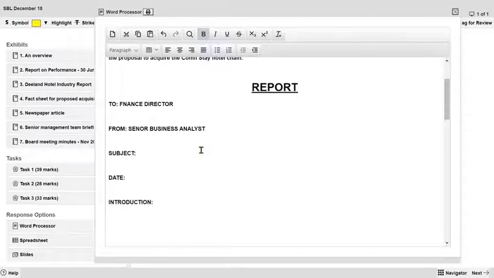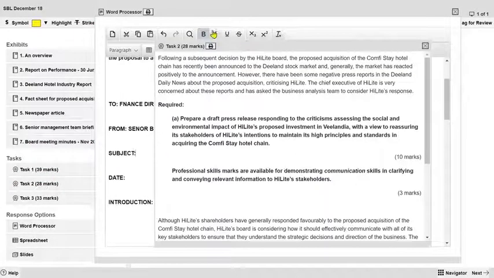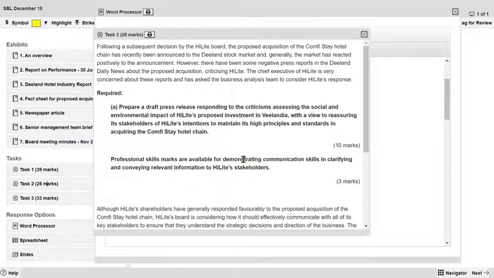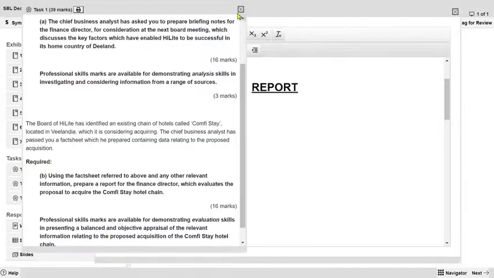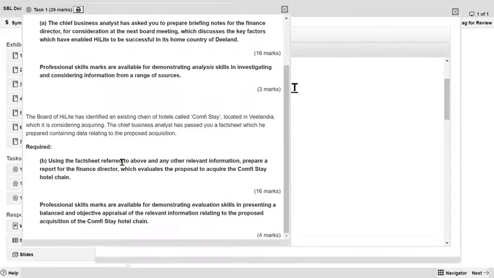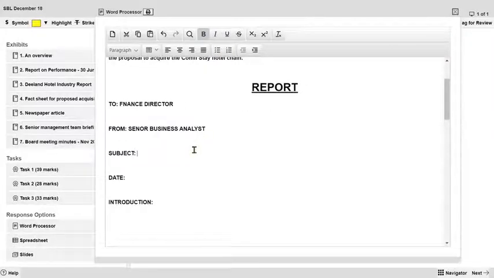Subject. Now, what do you want this subject to be? I need to read the requirement. Subject has to be very short, two or three words. So what is the subject? Proposal to acquire Comfy Stay Hotel. Subject can be acquisition, or acquisition of Comfy Stay, or Comfy Stay Hotel. It has to be short, but it should be able to tell you what this report is about. So I would say acquisition of Comfy Stay Hotel. That's it. Date would be 8 June 2021.